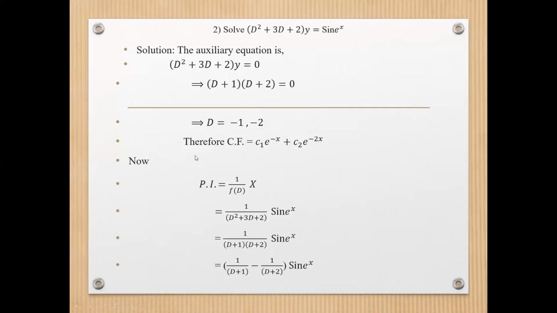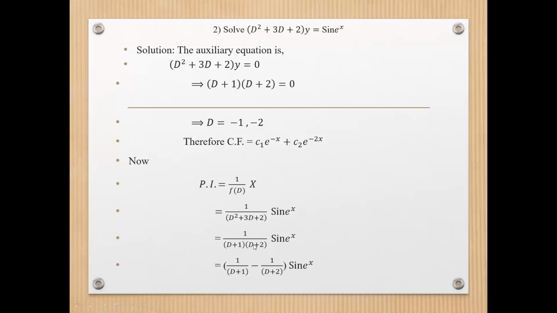By definition, the particular integral is equal to 1 upon F of D into X. F of D is nothing but this D square plus 3D plus 2, and capital X is the right hand side, sin e raised to x. So PI is equal to 1 upon D plus 1 into D plus 2 of sin e raised to x. This 1 upon D plus 1 into D plus 2, by using partial fractions, can be written as 1 upon D plus 1 minus 1 upon D plus 2. As you know how to write the partial fraction of this.